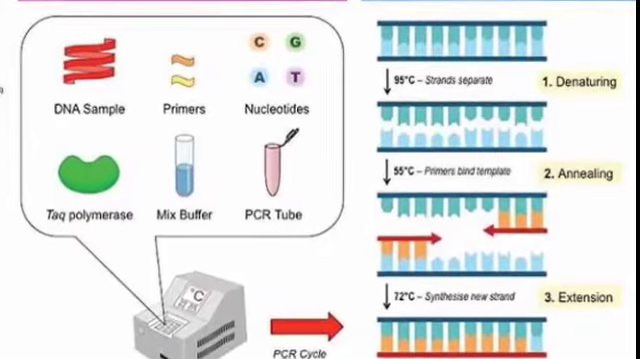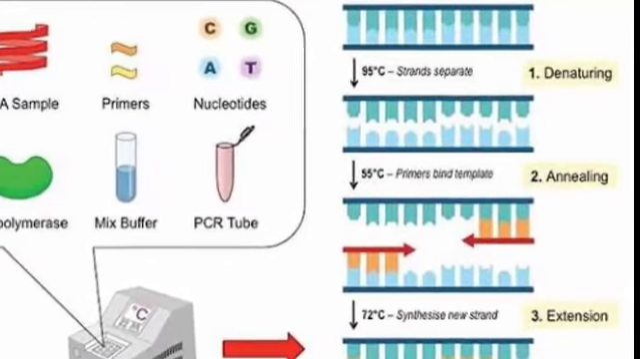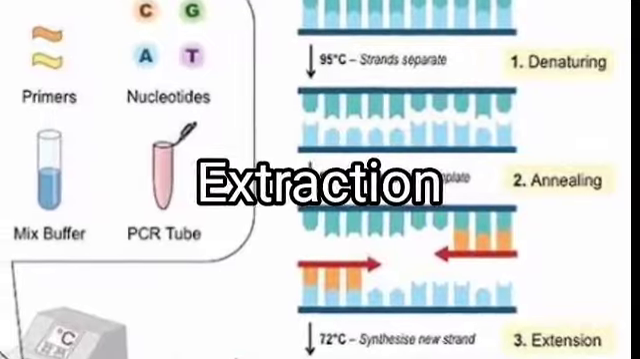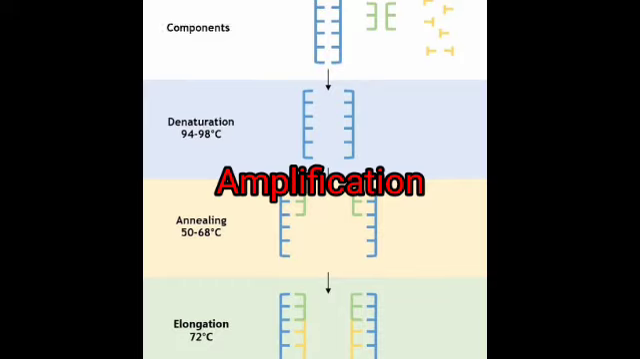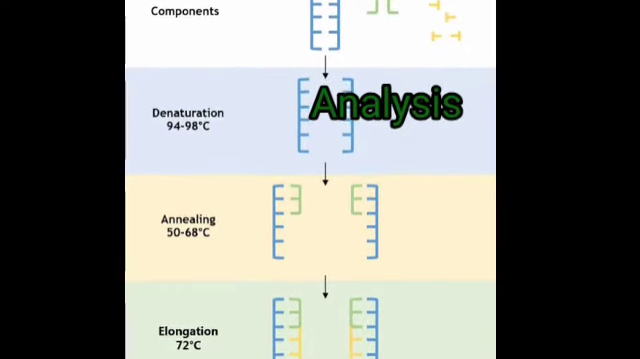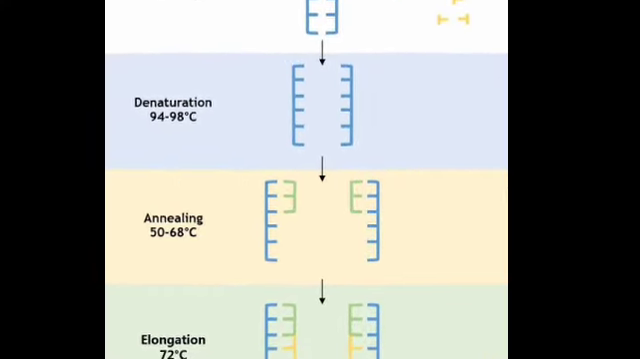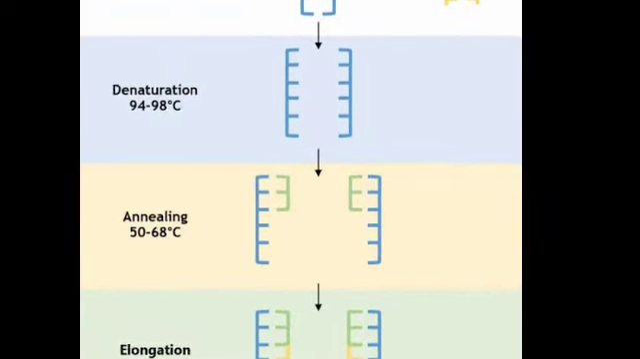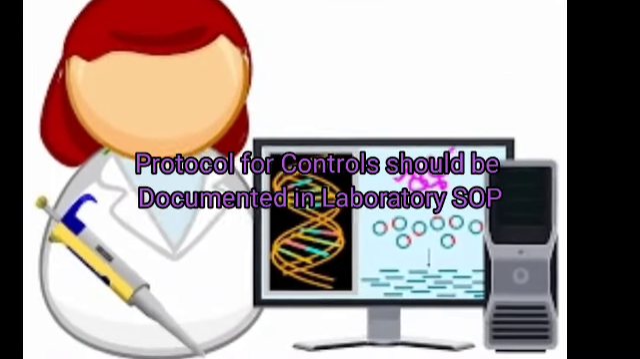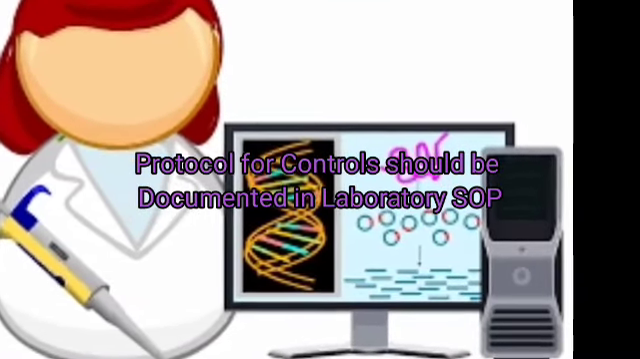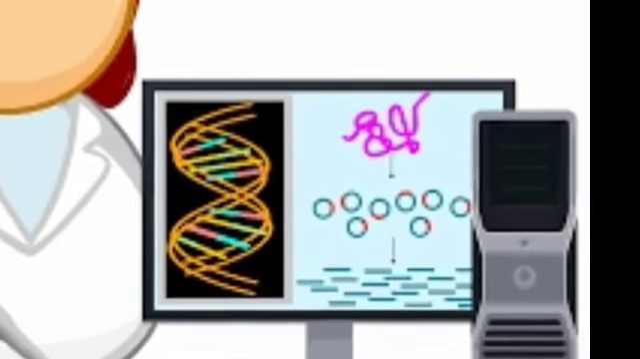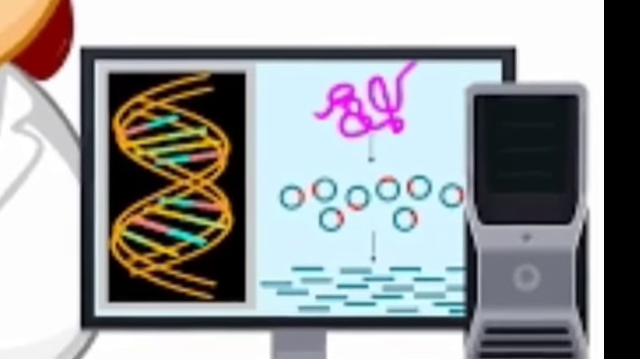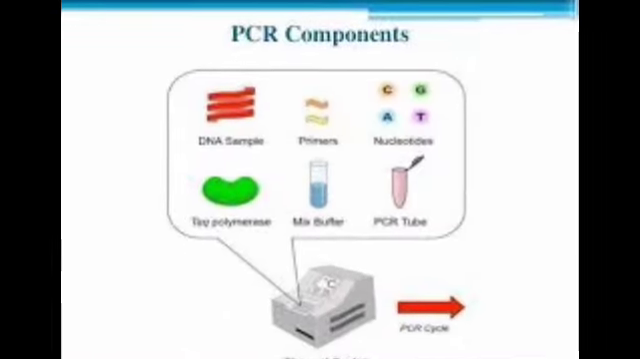As we know, PCR has three stages: the extraction stage, the amplification stage, and the analysis stage. So, we will discuss quality control in each stage one by one. The method protocols for control should be documented in the laboratory's SOP, and concise versions of this SOP should be available at the working place on the bench.